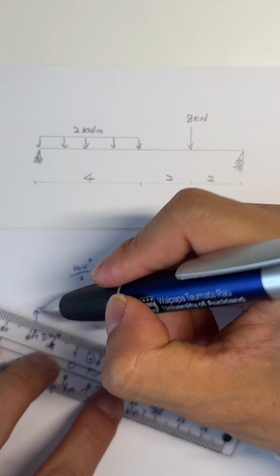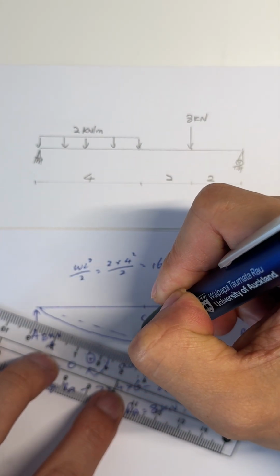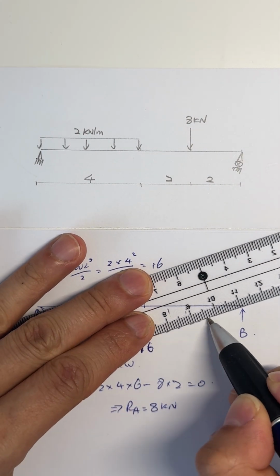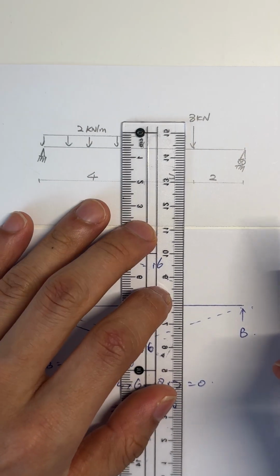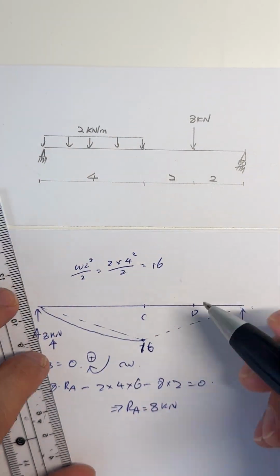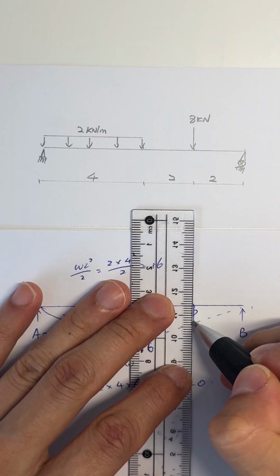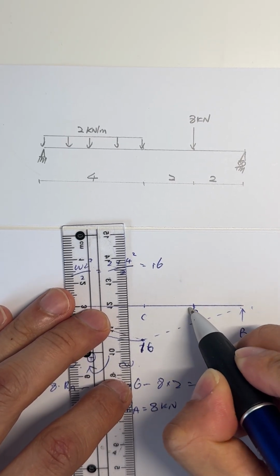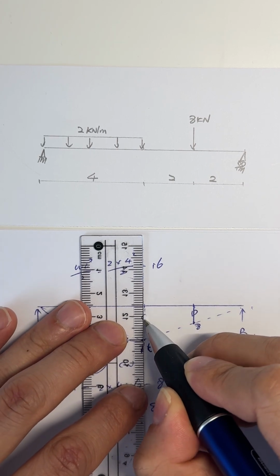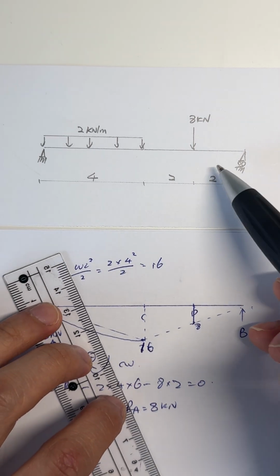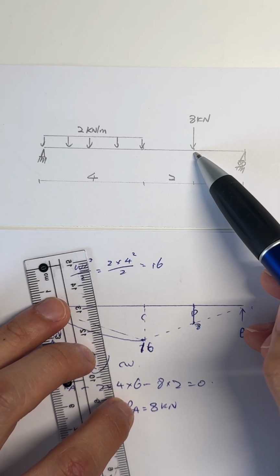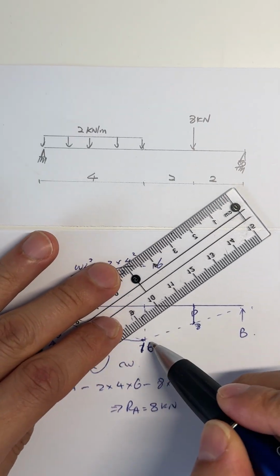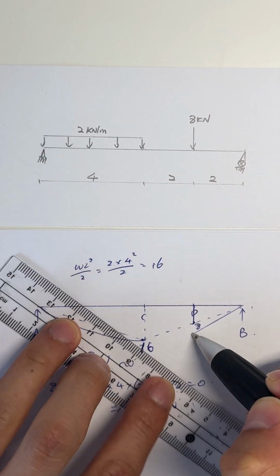Now I'm pretty sure this point here is going to be 16. Now I can connect 16 to point B because I know this is 0. At point D here, using trigonometry and a triangle, this point is going to be 8. And from there's another 8 kilonewton point load here, so that is going to be a triangle upside down, something like that.